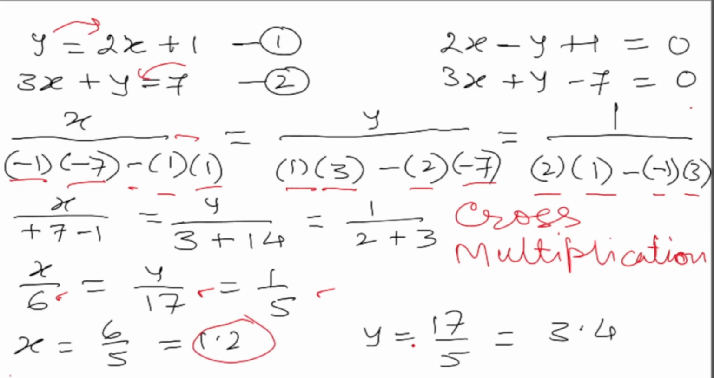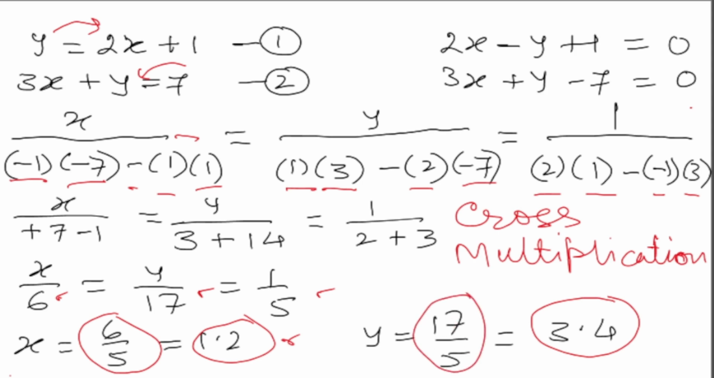And when we calculate y, we'll multiply this value to the right hand side. That means 17 into 1 upon 5. So y is equal to 17 upon 5. That is equal to 3.4. So in fraction, the x value is 6 upon 5 and in decimal it is 1.2. And the value of y in fractions is equal to 17 upon 5 and in decimal system it will be 3.4.